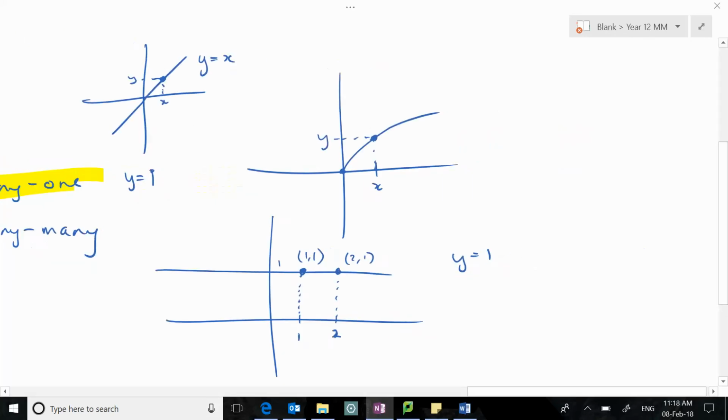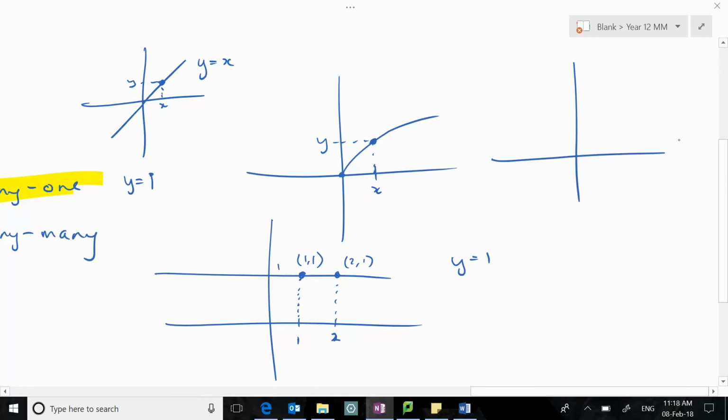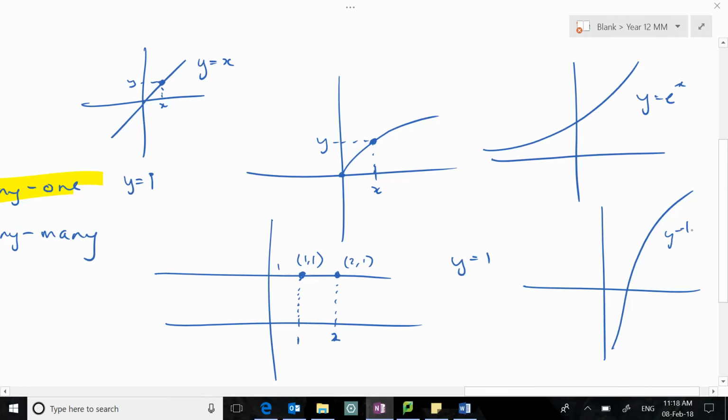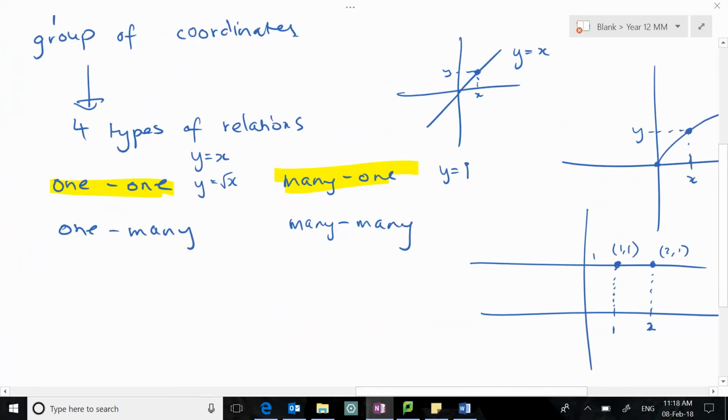Another one for a one-to-one is the exponential graph. It looks like that. Y equals e to the x. That's a one-to-one. You can have a log graph, y equals log e of x. That's a one-to-one. So you've got your one-to-ones, you've got your many-to-ones. Give me another example of a many-to-one.